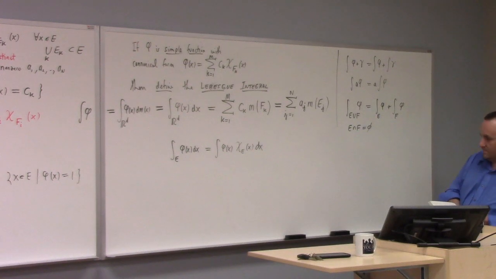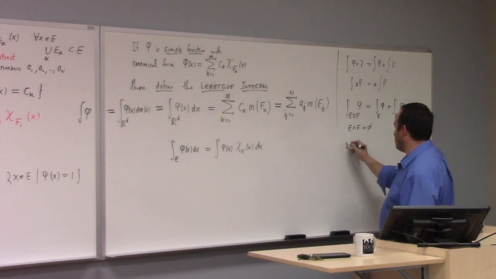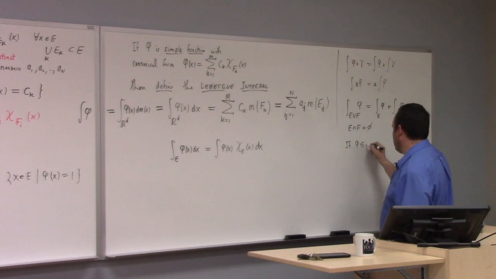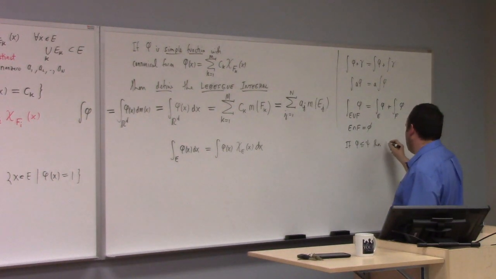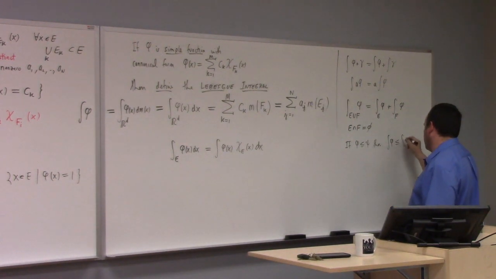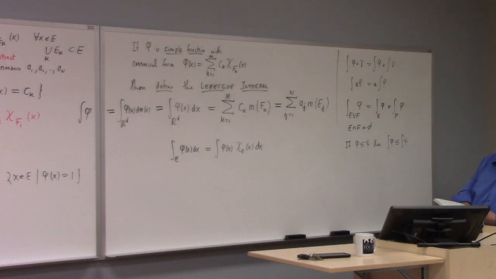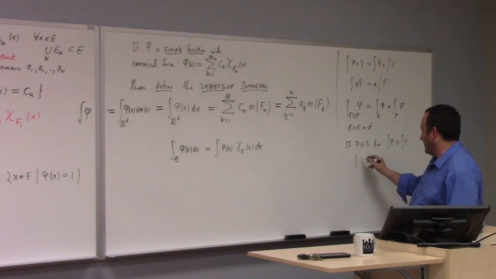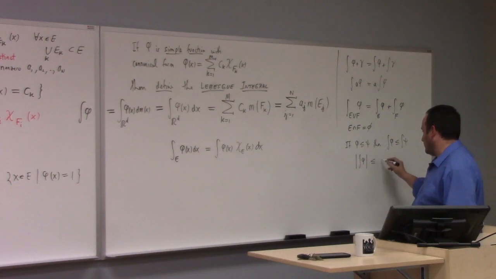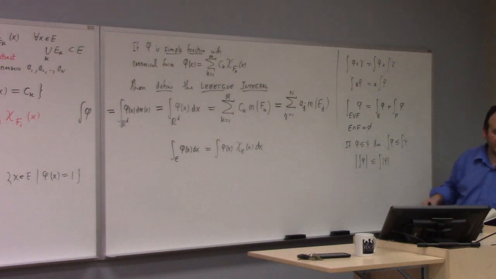If you have that phi is less than or equal to psi, then the integral of phi is less than or equal to the integral of psi. And likewise, the absolute value of the integral of phi is less than or equal to the integral of the absolute value of phi. He calls this the triangle inequality because it's literally the triangle inequality in the current context.